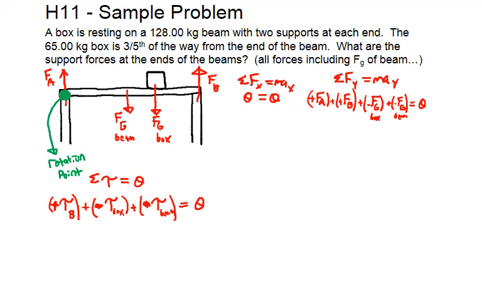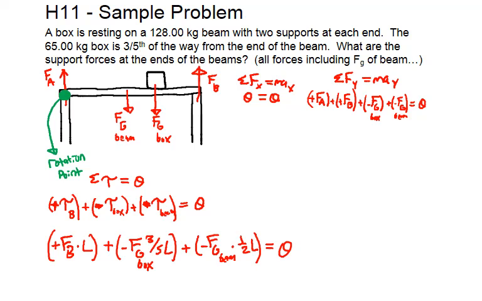So once we have that set, we're going to have to think about the setup in terms of the lengths, right? All we're given here is that this box is 3/5 of the way down. And we know that the weight of the beam acts halfway down the beam, right? And then FB is the full length of the beam. So when we set this up, we can set this up in terms of those variables.